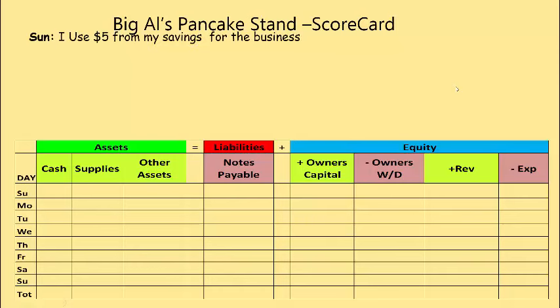So on Sunday, I use my $5 for starting the business, and I take it from savings and put it into the business. Now remember, this is the accounting equation of the business. So what happens is cash goes up $5 under assets, and equity goes up $5 under owner's capital, which is the same thing as the invested capital of the owner, and that makes that side go up.